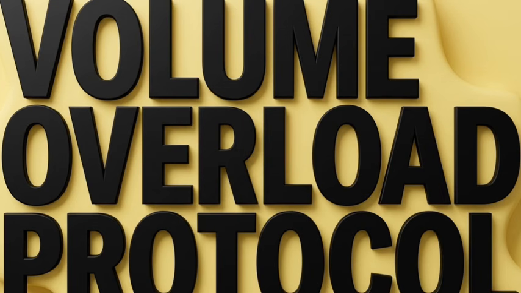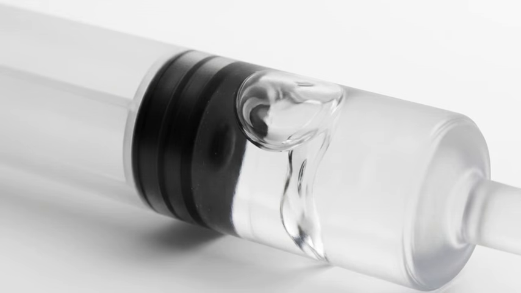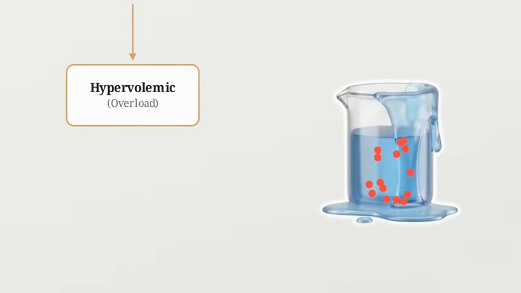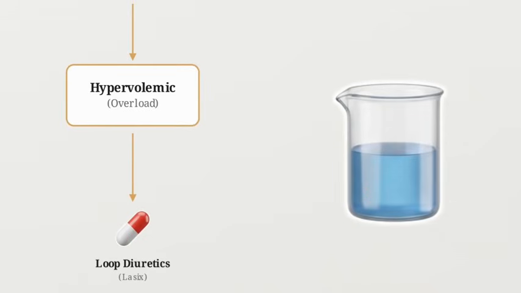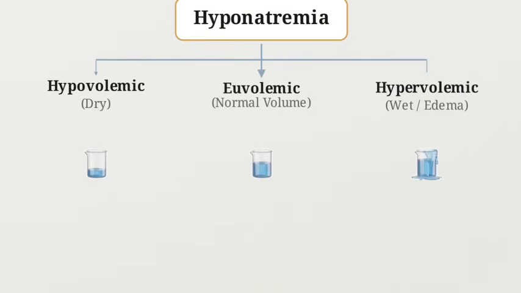Reversing this state requires an aggressive shift in volume management. Because the patient is already edematous, fluid must be actively extracted from the vascular system. The treatment is to administer loop diuretics, like Lasix, to offload the excess fluid. For hypervolemic patients, forcing the kidneys to excrete the excess water is the only effective method to reconcentrate the body's sodium. Looking at the complete three-branch flowchart, the logic of volume stratification is clear.